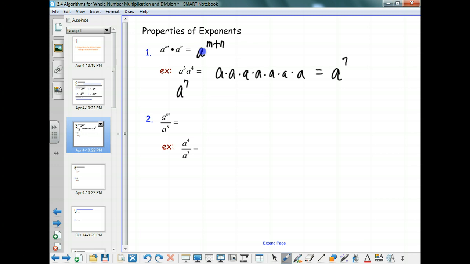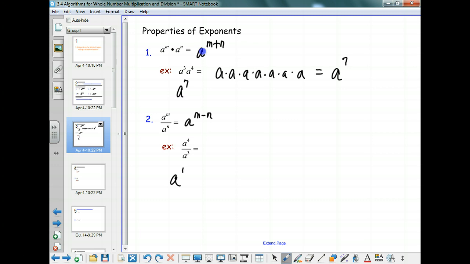All right, so what should this one be? What's this property? Number 2. M minus n. And if I'm looking at these exponents, the answer should be what? a to the 1, and normally we would just write that as a. So let's see that work.